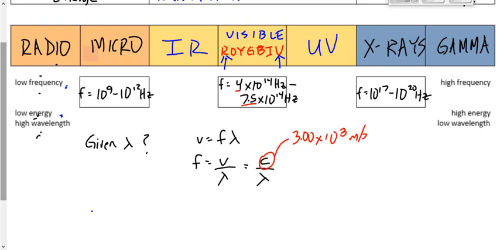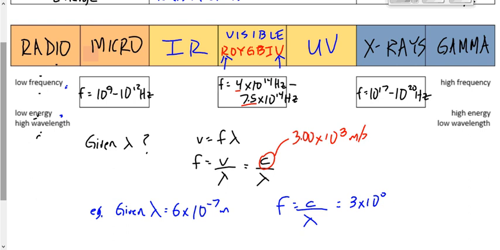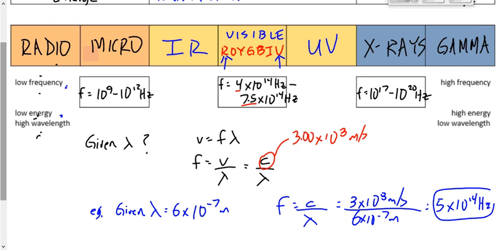So for example, given the wavelength is 6 times 10 to the negative 7 meters, we would say the frequency is C over lambda, or 3 times 10 to the 8 meters per second, divided by 6 times 10 to the negative 7 meters, gives us a value of 5 times 10 to the 14 hertz. We haven't memorized what 6 times 10 to the negative 7 meters is, but we know it corresponds to 5 times 10 to the 14, which we know falls right smack in the middle of, Jacob, visible light. So it's 10 to the 8 meters per second. Yeah.